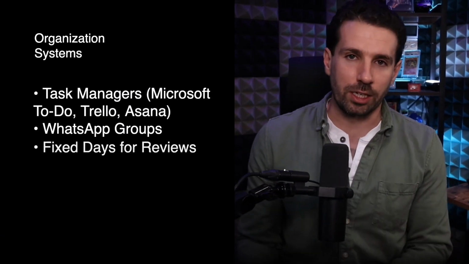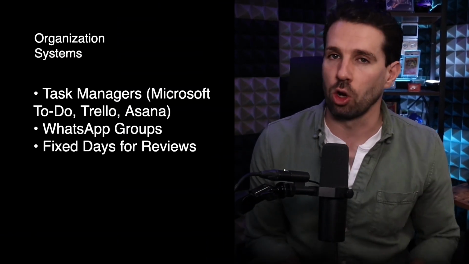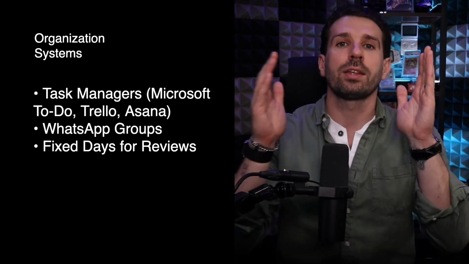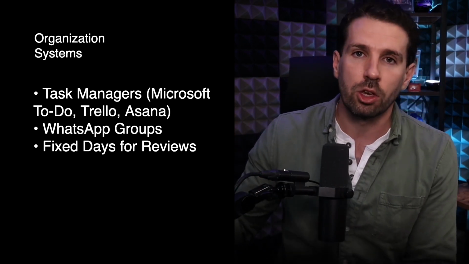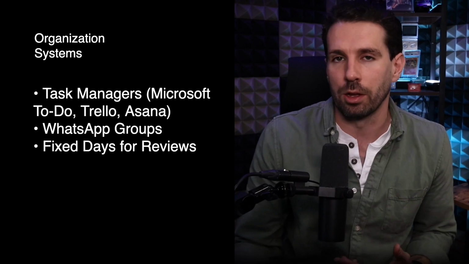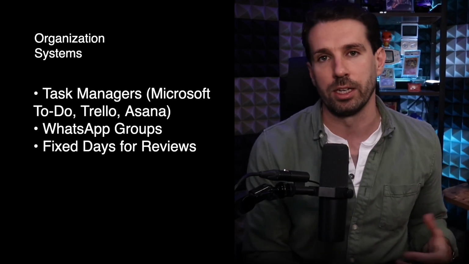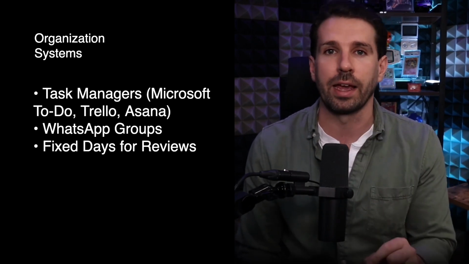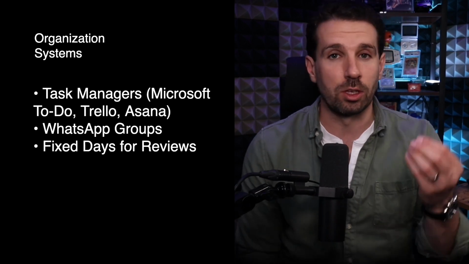Another one is organization systems. Your brain should be for thinking, not remembering. So use a task manager like Microsoft To Do, Trello, Asana to keep track of all your client milestones. You also want to use things like WhatsApp groups with client's permission, of course, to centralize communication. It stops things getting lost in emails. And set fixed days for reviewing documents so clients know the rhythm and you stay in control.